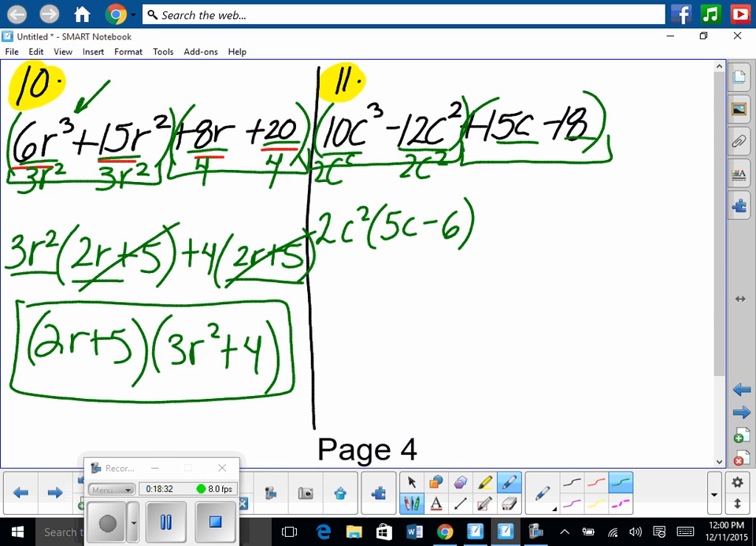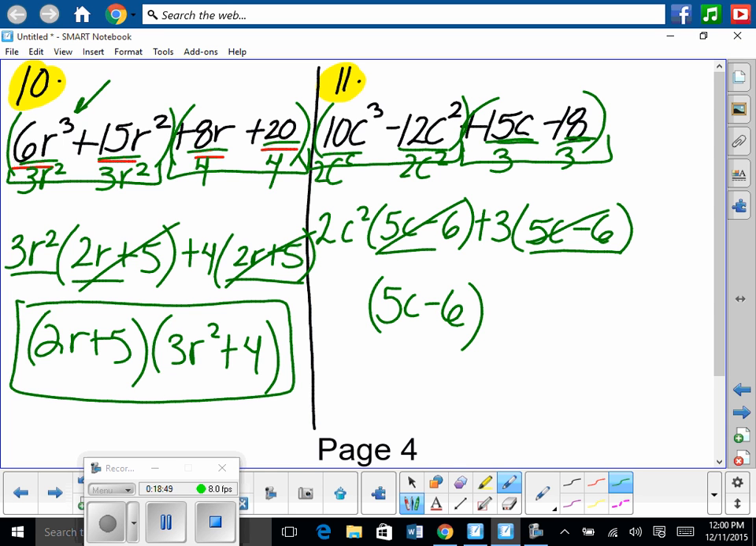And the greatest thing in common here looks like a positive 3. So then divide each thing by what you pulled out. So left is 5c minus 6. Our safe haven's good. Pull it out. 5c minus 6 divides out. Left is 2c squared plus 3.